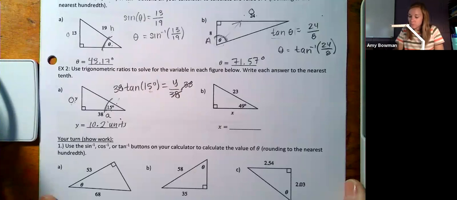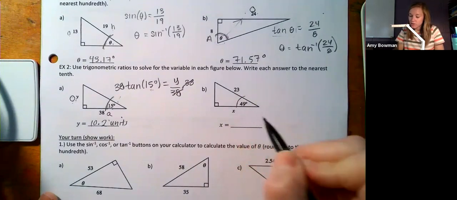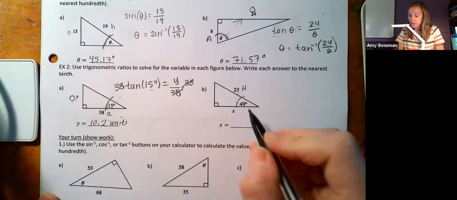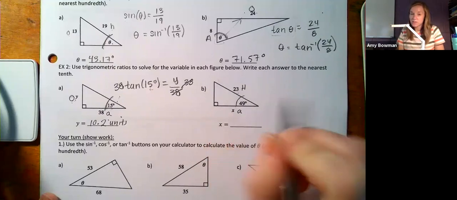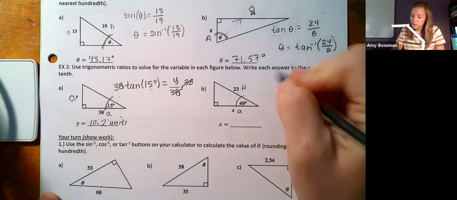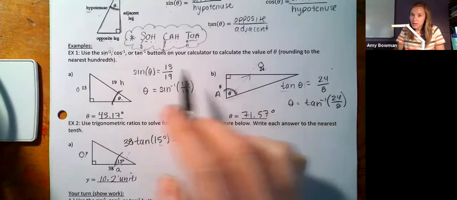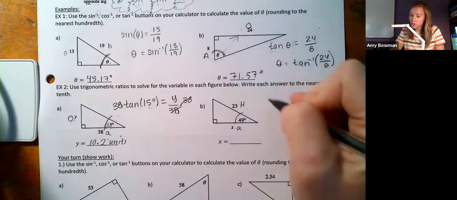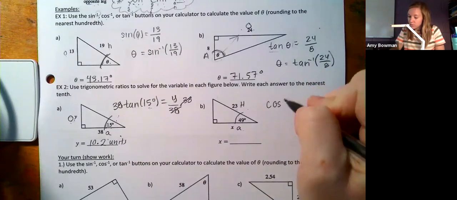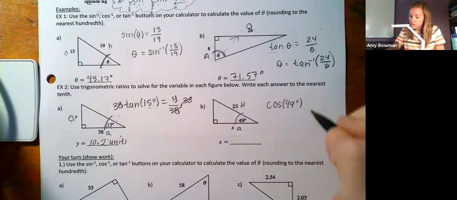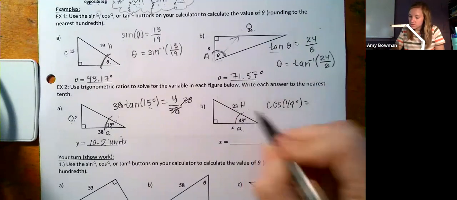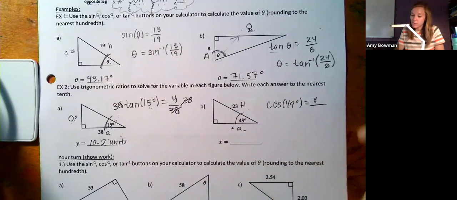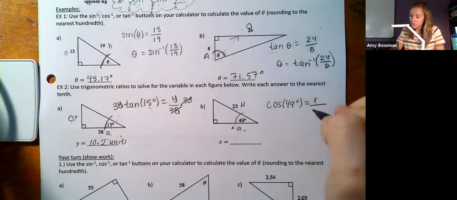Let's look at one more. Jumping over to this one, I've got a 49-degree angle. I know the hypotenuse is 23, the side opposite of my right angle, and I don't know the side adjacent to it. So A and H, looking back at SOHCAHTOA, that's going to be the cosine, CAH. So the cosine of 49 degrees is adjacent x over hypotenuse 23.